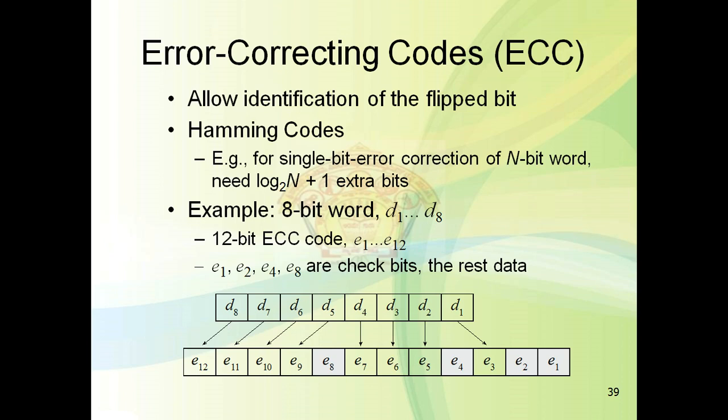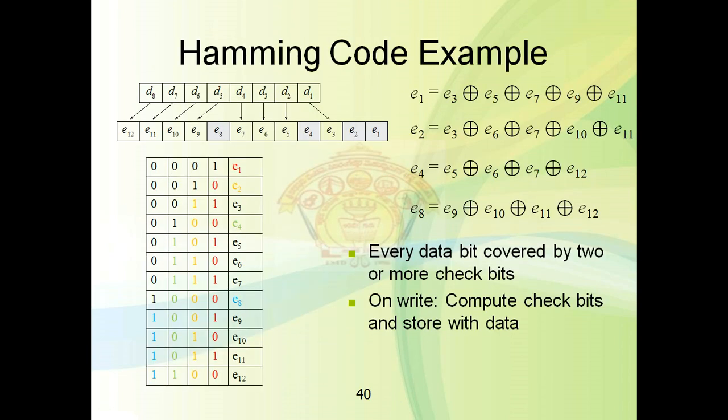Now, how can we calculate the value of E1, the value of E2, the value of E4? How do we calculate these check bits? They are calculated from the data bits themselves. Now we'll see how to calculate these bits. See here, these are the data bits and these are the check bits E1, E2, E4 and E8.